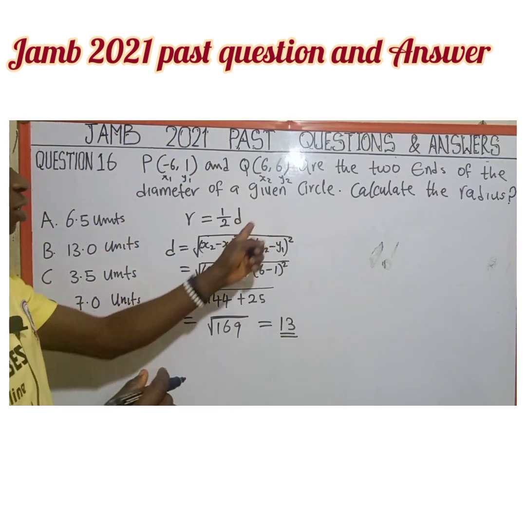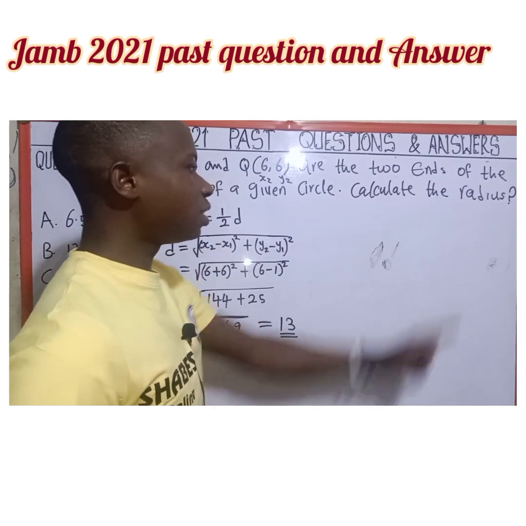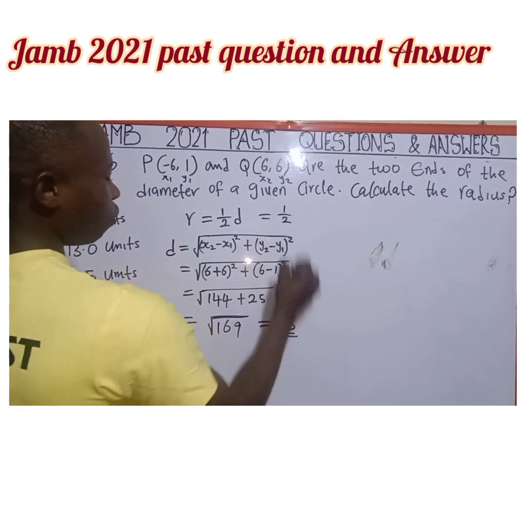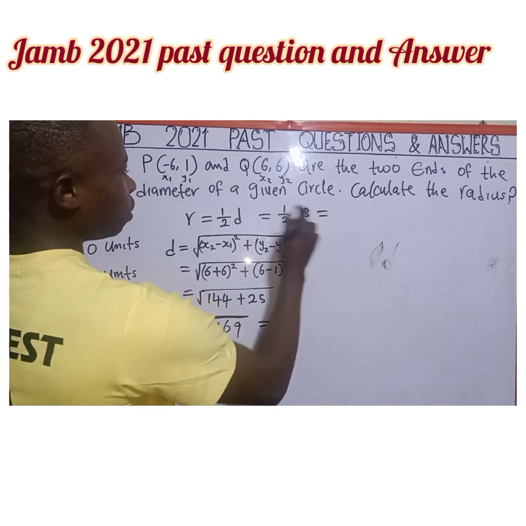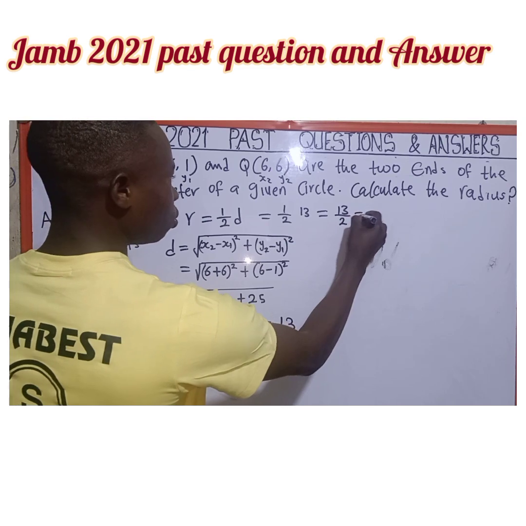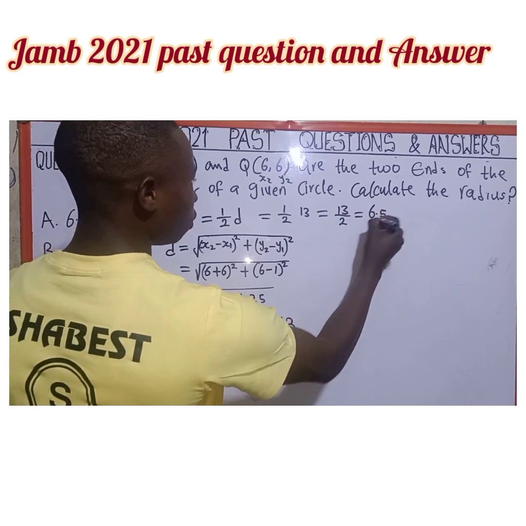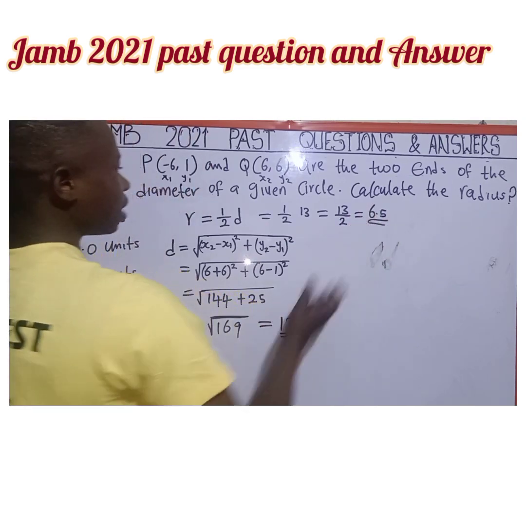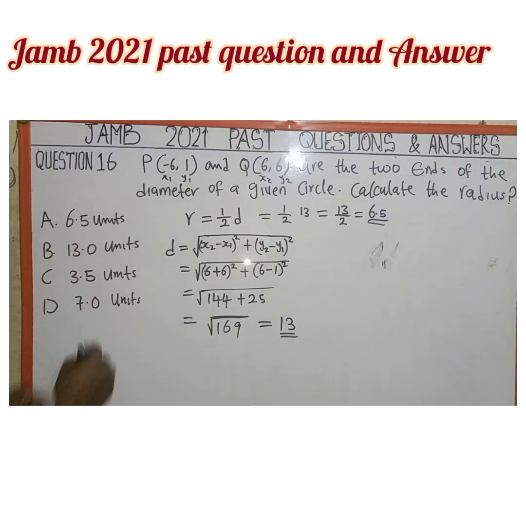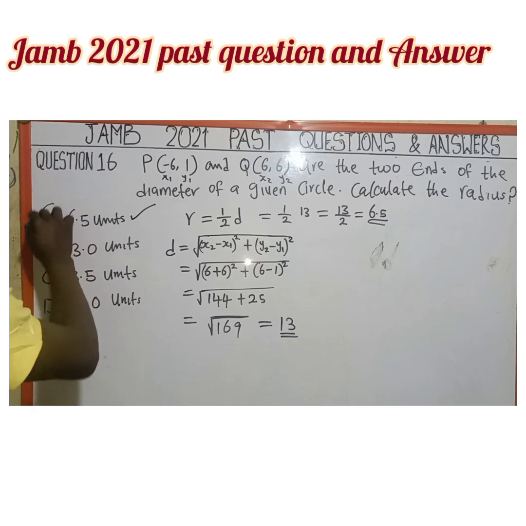So let's substitute into this formula. Remember, we're asked to calculate the radius. So it should be equal to half of 13, which should be equal to 1 multiplied by 13, it will be 13 divided by 2, which is equal to 6.5. So this is my answer, 6.5 units. So if you check the question, option A is the correct answer, which is 6.5.